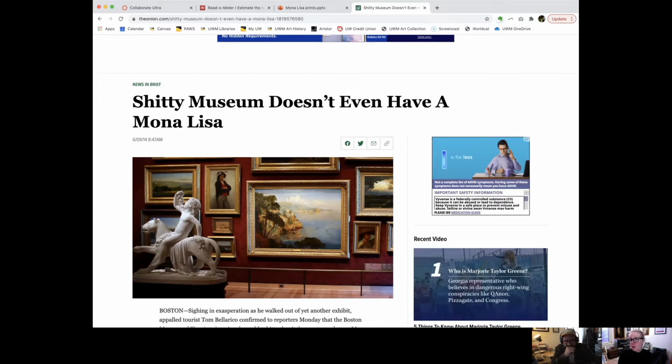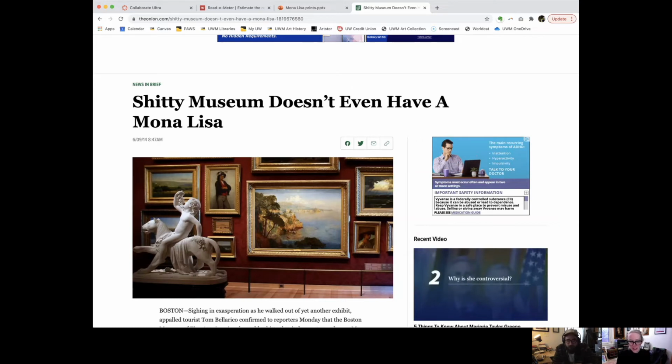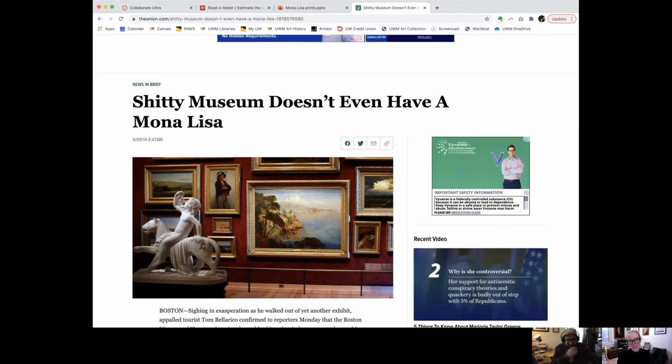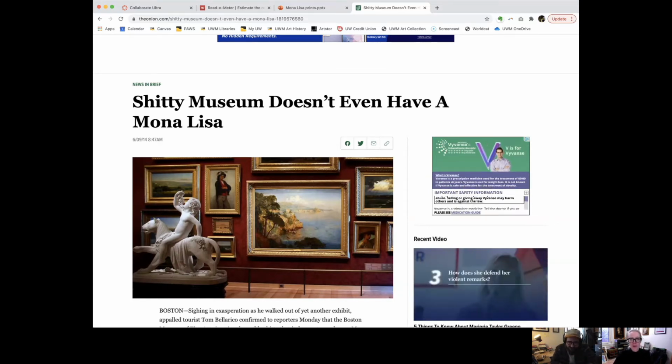But many museums do have Mona Lisas in prints. They're just not on display. But that's a thing that is referenced very commonly in my household when we talk about museums. Well, that shitty museum doesn't even have a Mona Lisa. And now it will be in mine. That's amazing. Yeah. You got me. That's the first real good laugh I've had today.